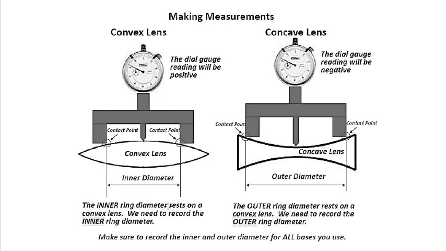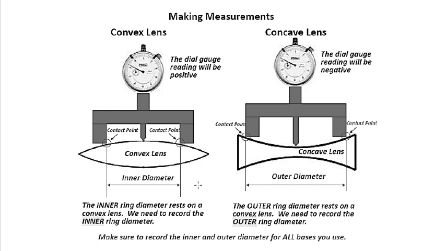This side is the inner ring diameter for your convex, and the outer ring diameter for your concave. Why? Because of the shape of the lens, and how they touch the knife edges. Look at the contact points. So a convex lens can touch only the inner knife edge, and the concave lens can touch only the outer knife edge.